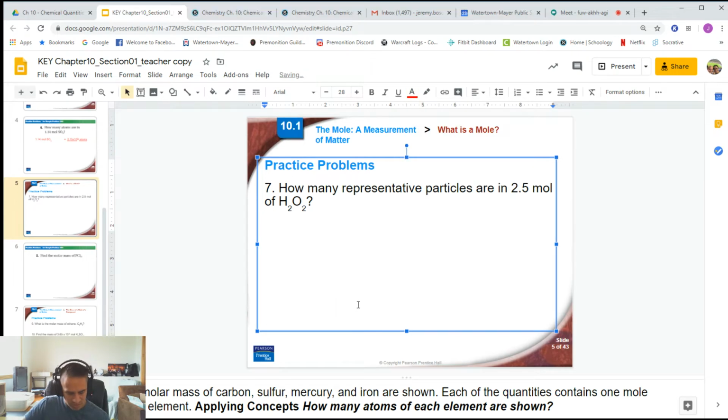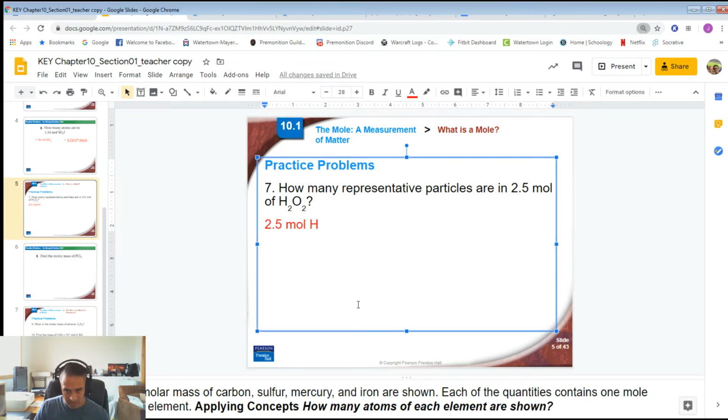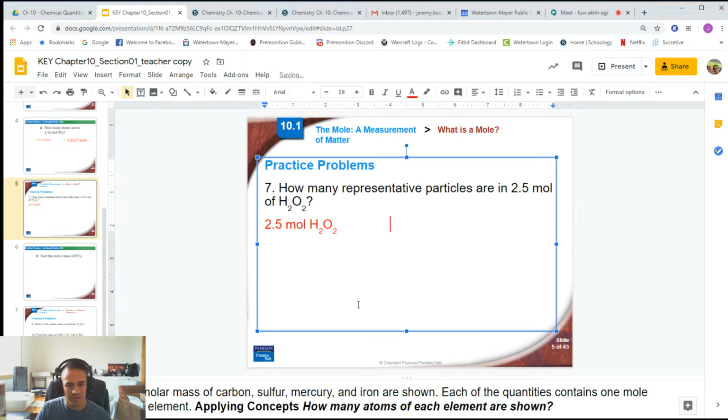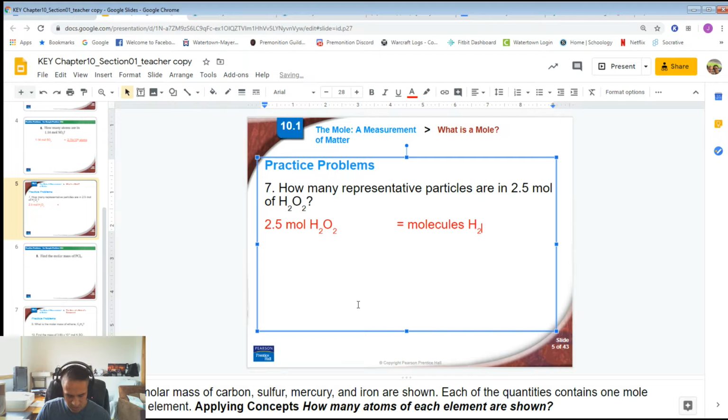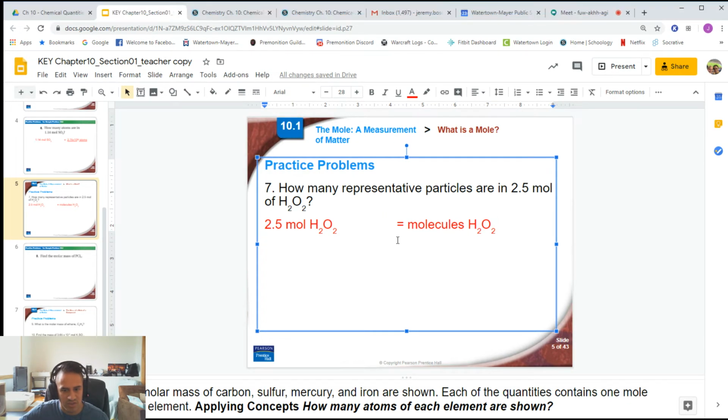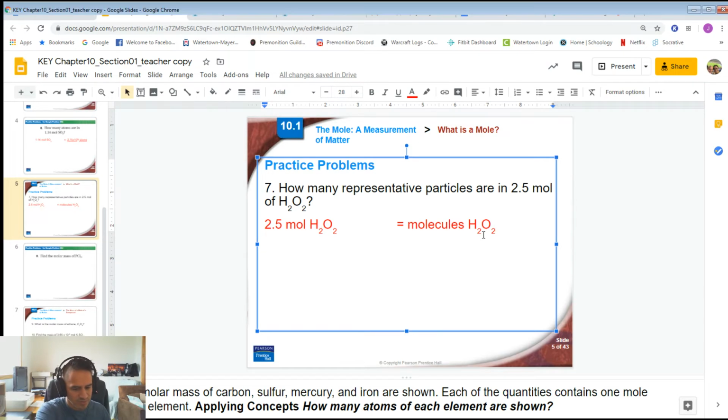We are starting with 2.5 moles of H2O2, and we are getting this into representative particles. The representative particles in this case are going to be molecules of H2O2 because H2O2 is a molecular compound. These are both nonmetals, so this is a covalent compound, therefore it exists as molecules. Okay, so we're just going from moles to molecules. This is a one-step problem, very simple.